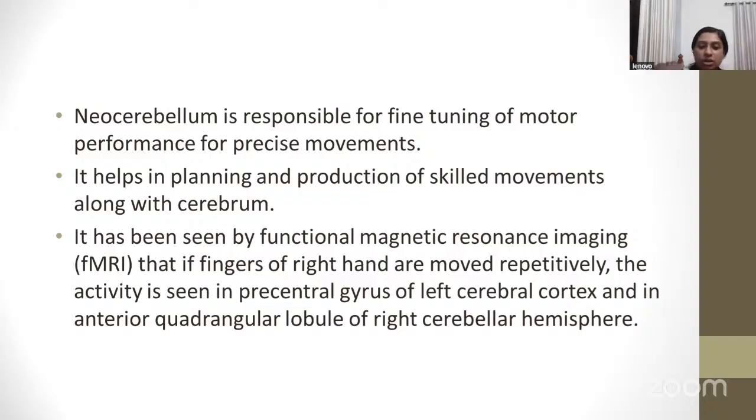Okay, so when we visualize a functional magnetic resonance imaging, MRI, if the fingers of the right hand are moved repetitively, the activity is seen in the precentral gyrus of the left cerebral cortex, whereas in the anterior quadrangular lobe of the right cerebellar hemisphere. That means the right side is controlled by the right cerebellum, whereas when the cerebral aspect is concerned, the opposite side is controlled by the cerebrum. Okay.